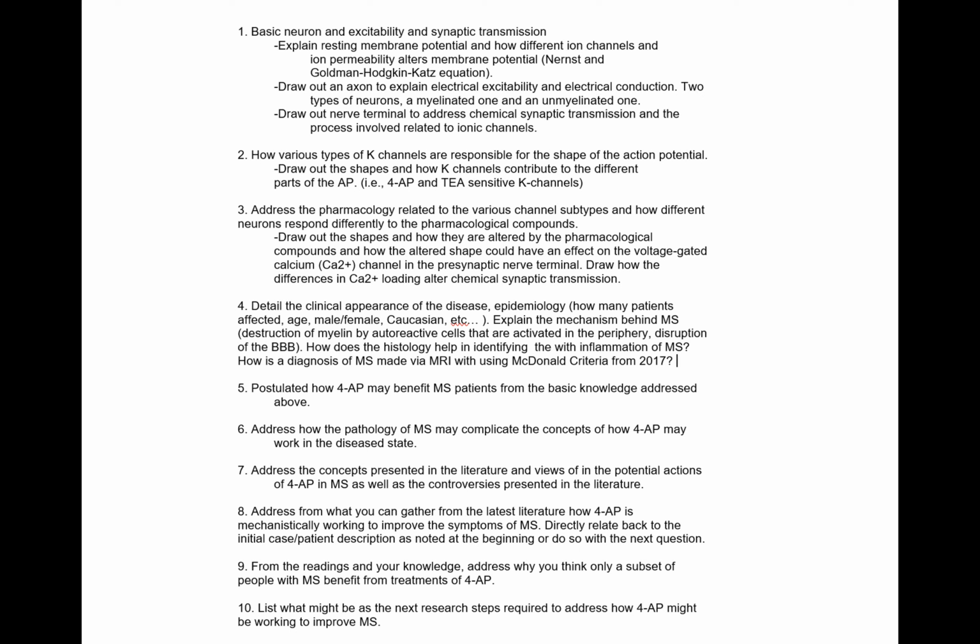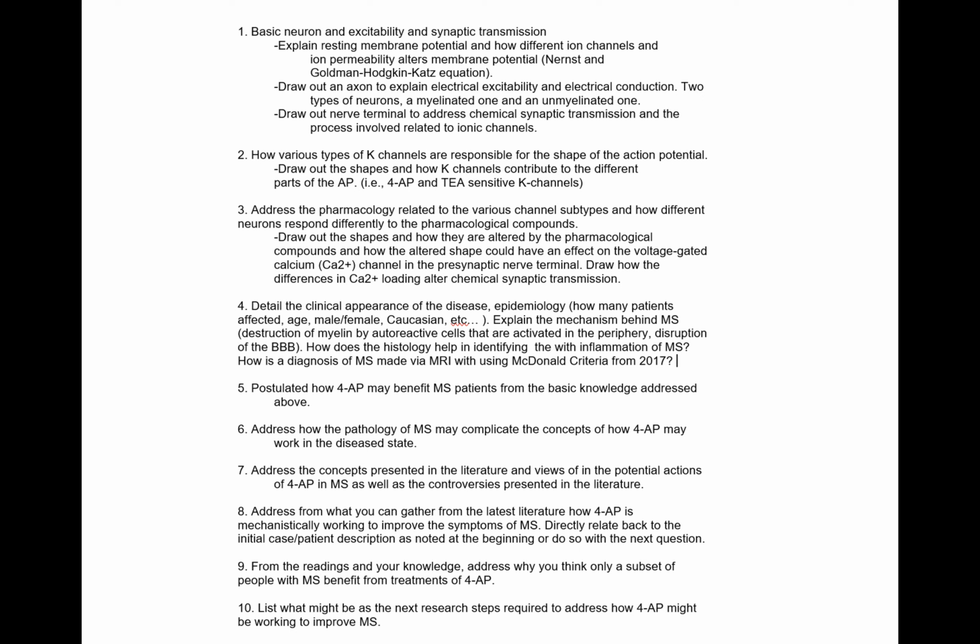So we started off with an equilibrium potential by understanding the Nernst equation, and then the Goldman-Hodgkin-Katz equation, which then considers multiple ions and the permeability of those ions. And then we draw out an axon to explain the electrical excitability and electrical conduction of neurons, and we use two different types, generally the myelinated one and an unmyelinated one, to explain some differences, specifically because in MS, multiple sclerosis, there's a demyelination of neurons and how that can change electrical conduction.